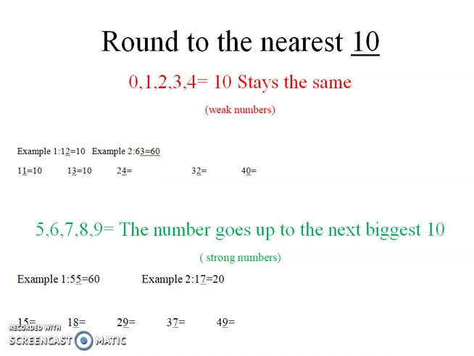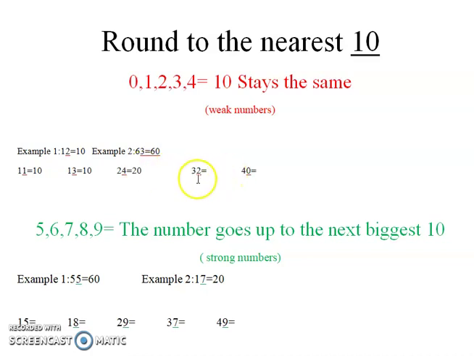Okay, now let's try a different number. Here we have 24. So what are we going to look at? We're going to look at our number in the 1's place value here, that's underlined in red. And we see number 4. Now, is 4 a weak number or a strong number? Is it strong enough to move 2 up to 3? No, it is not, because 4 is a weak number again. So here we know that 2 is going to stay the same. So our answer is 20, because we're going to round to 20.